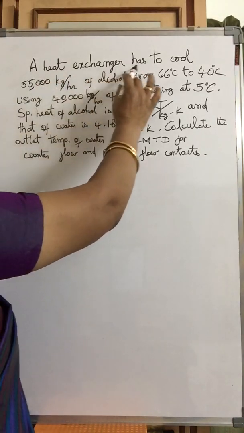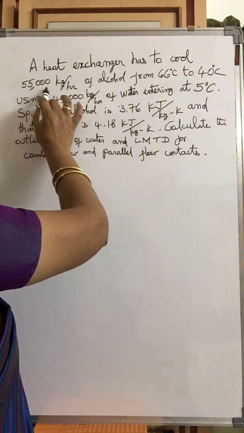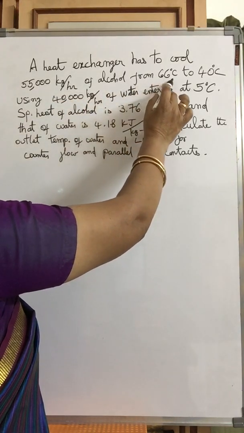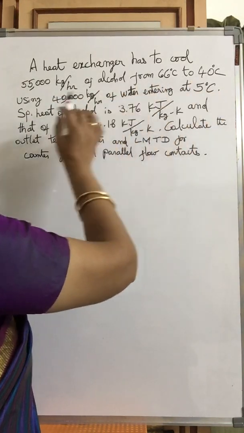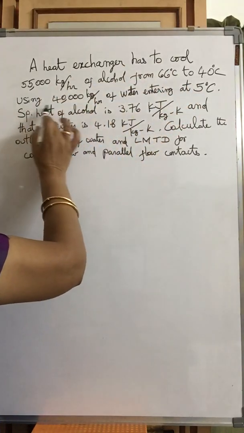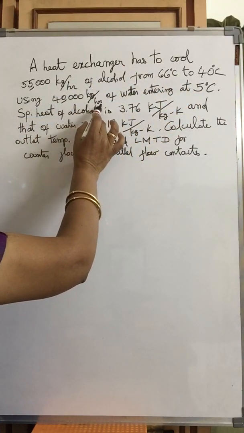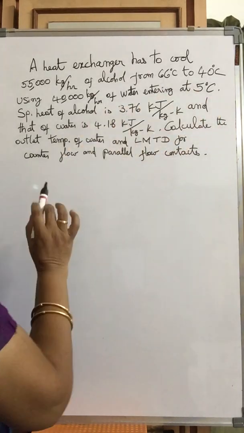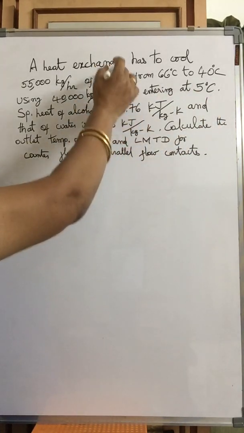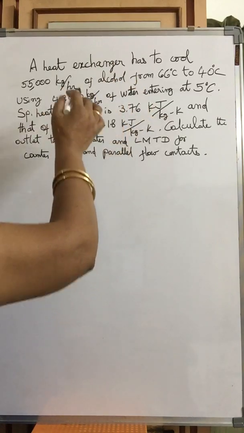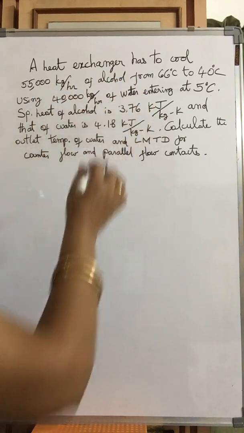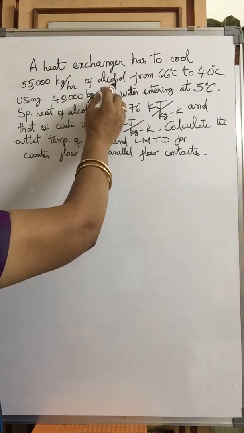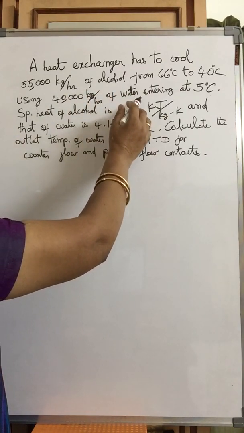A heat exchanger has to cool 55,000 kg per hour of alcohol from 66 degrees centigrade to 40 degrees centigrade using 40,000 kg per hour of water entering at 5 degrees centigrade. Up to this, there are two fluids. One is the hot fluid and the other is the cold fluid. So here alcohol is the hot fluid and water is the cold fluid.